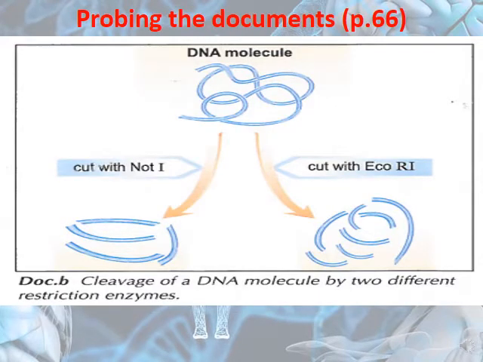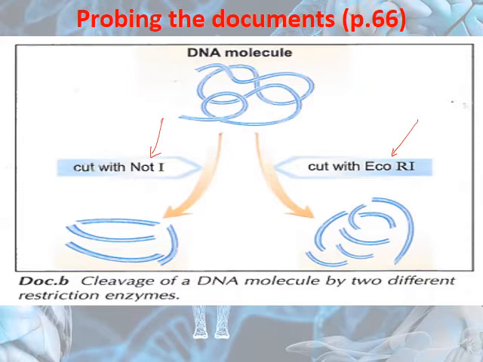So moving to programming, the documents on page 66, let's talk about the first part. We have a DNA molecule. This DNA molecule is cleaved by two different restriction enzymes. The first one is called EcoR1 and the second one is called NOT1. Before we start, we have to write the formula.